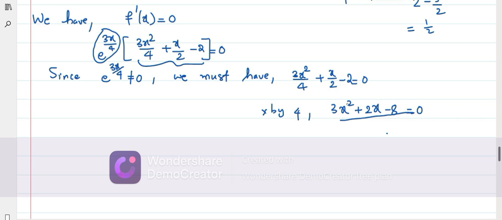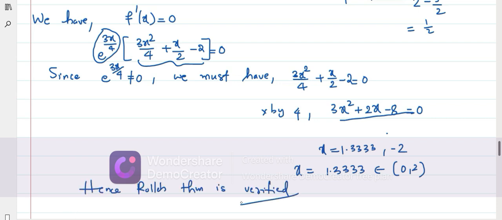1 point... What is x here? 1 point... What is the other value? Hit equal to again. It is minus 2. So among these two values, it is sufficient to have at least one value in the interval. So what is that? I can say that 1.33 belongs to what? What is the interval here? 0, 2. So hence, what's your conclusion? Hence, Rolle's theorem is verified.